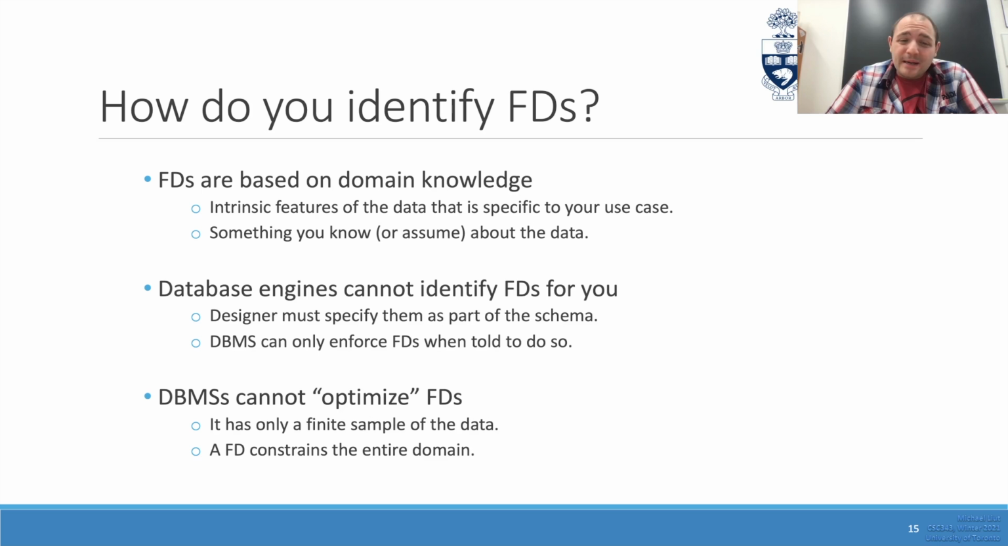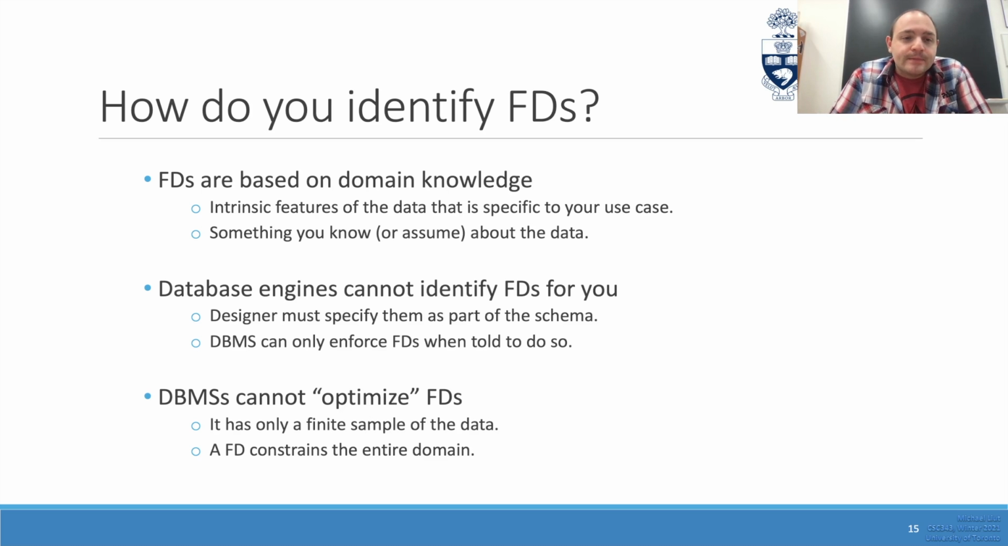Now this leads into a really interesting topic, which is how exactly do you find or identify functional dependencies? Well, it turns out DBMSs actually can't do this for you. It's something that you, or your DBA, based on domain knowledge, has to come up with, using the features intrinsic to the data set to determine what your functional dependencies are for your specific use case. So it's something that you know or can reasonably assume about your data, but it's not something that can be automated for you, at least not easily or yet.